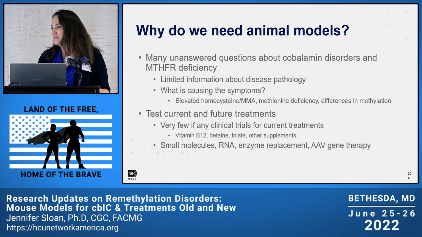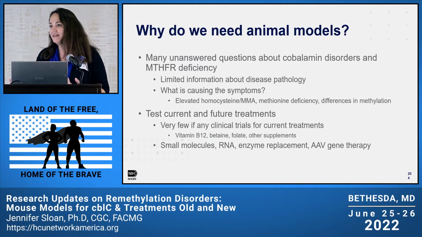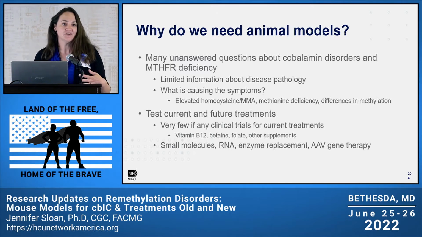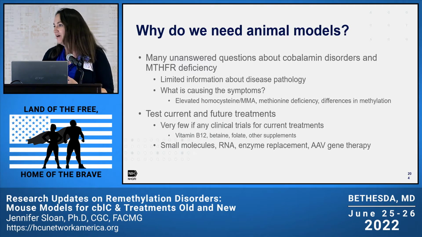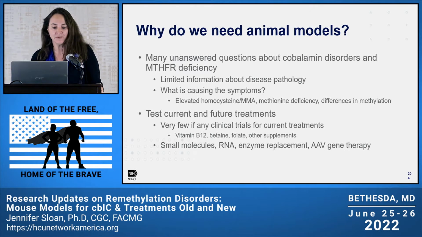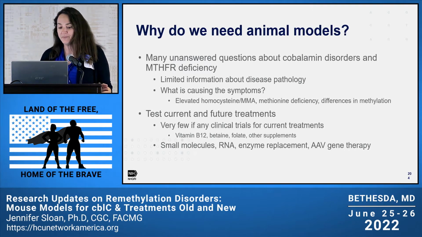What is causing the symptoms? Is it just the elevated MMA or homocysteine, deficient methionine? Is it methylation? We don't understand hardly any of the disease mechanisms, and this is where cell models and animal models can really, really help us to dissect out these things and lead us to new therapies.